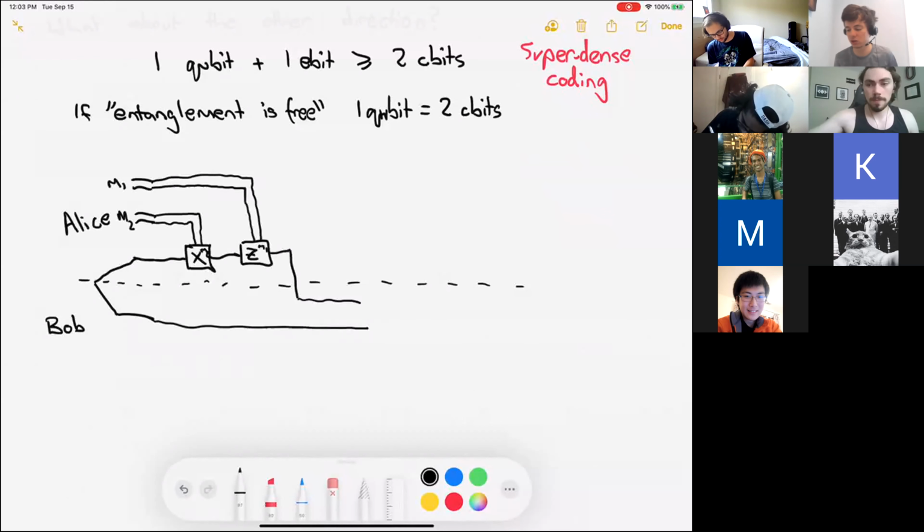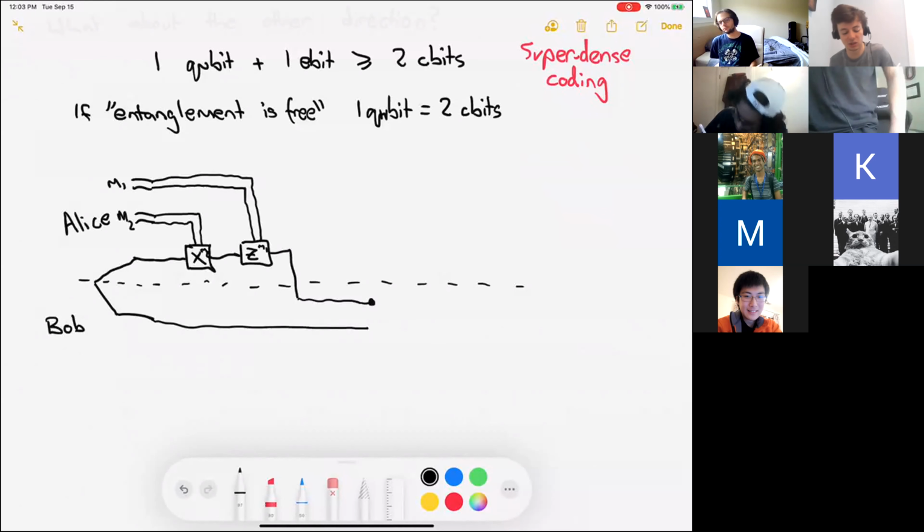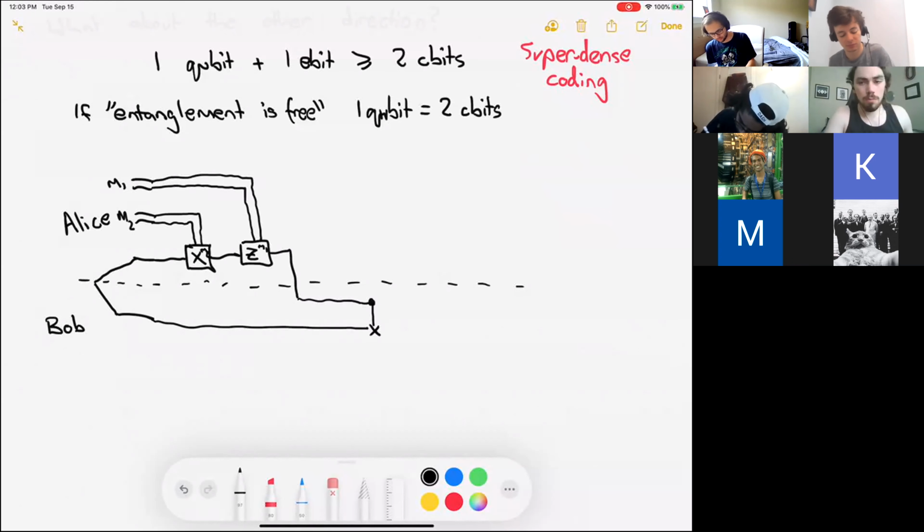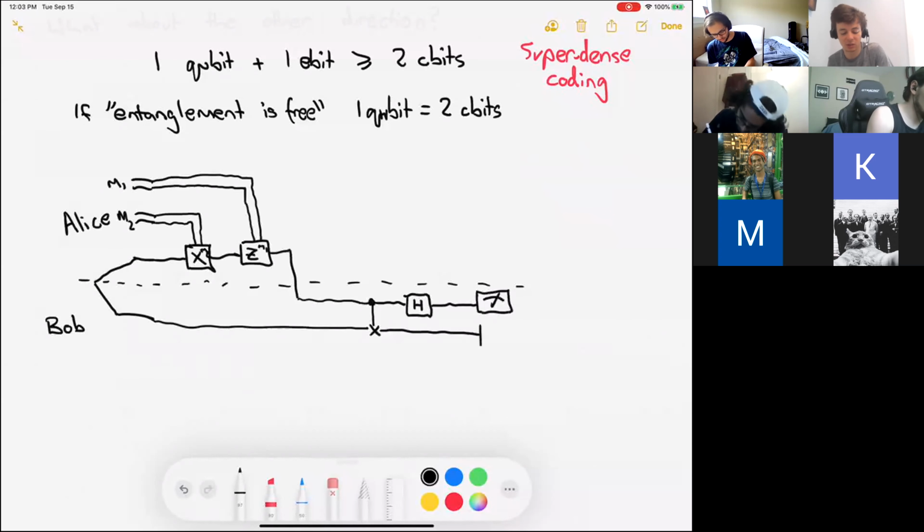So Bob now has 2 qubits. And now Bob is going to apply a CNOT, controlled by the qubit he just received. The target qubit is the one he's had all the time. Then he's going to apply a Hadamard to the control qubit. And then finally, he's going to measure both qubits in the computational basis. Okay. Is everyone clear on what all the steps in that circuit mean?